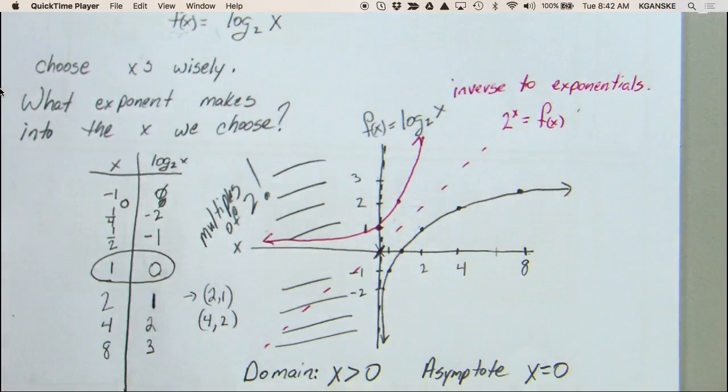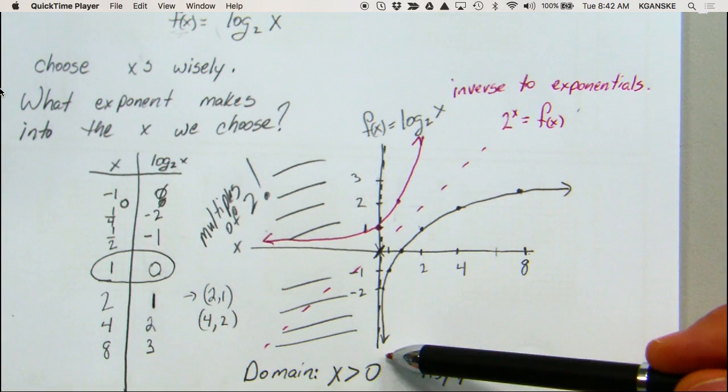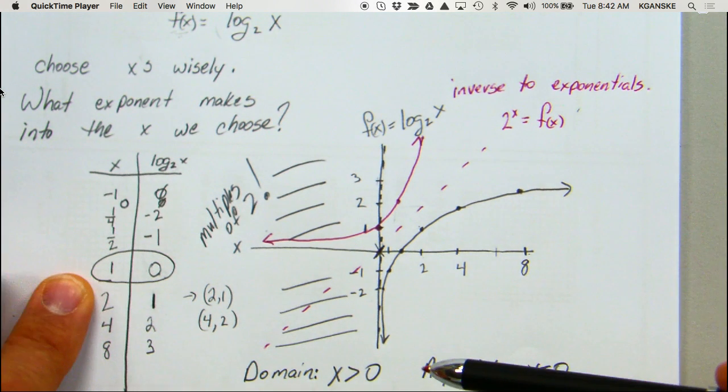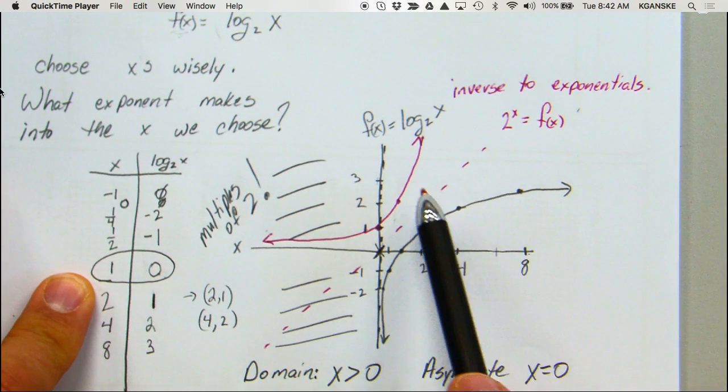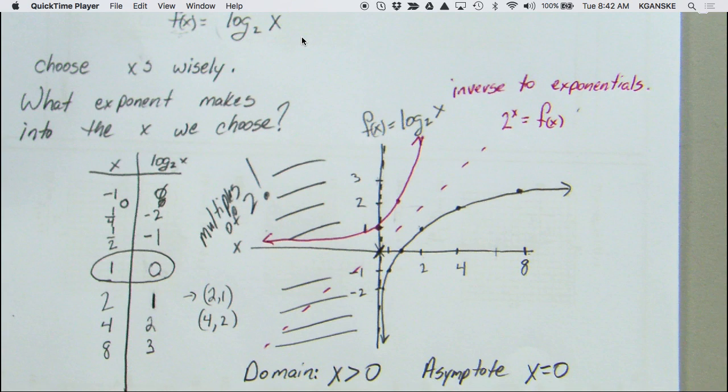So we're going to get to this a little bit more next class. I want you to concentrate on these tables today, but just keep in your back pocket the idea that logs are inverse to exponential curves. All right, we'll stop there and do some practice.